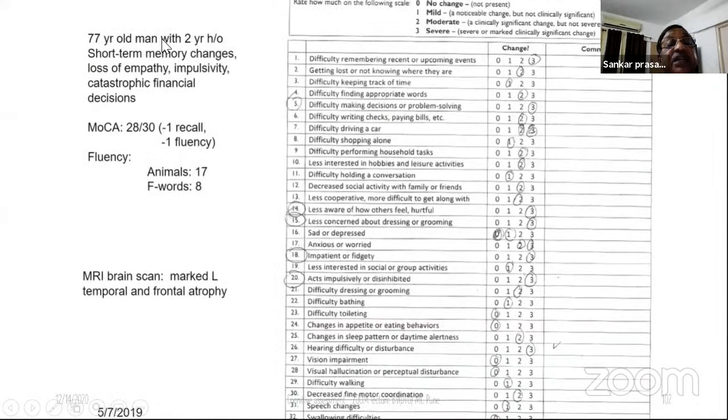Similarly, another man with a 2-year history of short-term memory changes, loss of empathy, impulsivity, and catastrophic financial decisions, that means behavioral abnormalities. The MOCA is okay, that's not telling us anything. But you look at the F words, they have gone down. MRI brain has shown marked left temporal and frontal atrophy. So this simple test, the verbal fluency test, is very, very important.